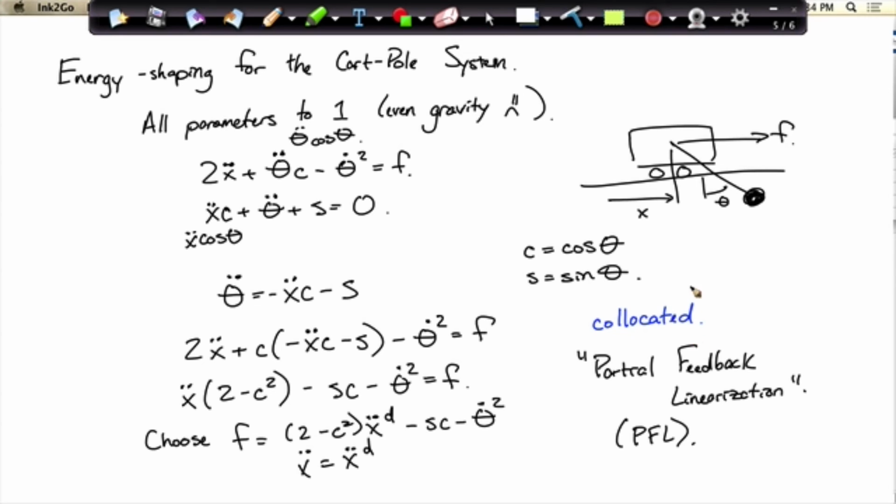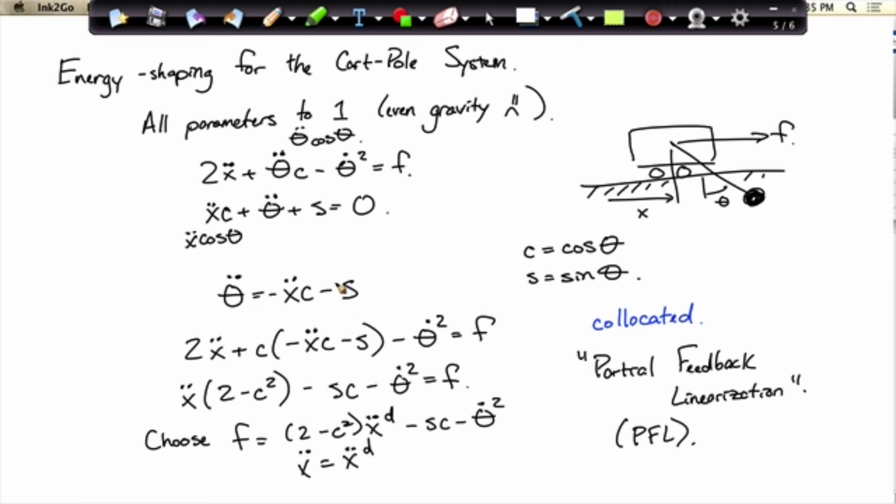So it turns out I could have also feedback linearized the dynamics of the pendulum, even though my actuator is on the cart. Okay? And the thing you can't do with an underactuated system is feedback linearize the entire system. But I can feedback linearize part of the system. So let's just see how that would go.